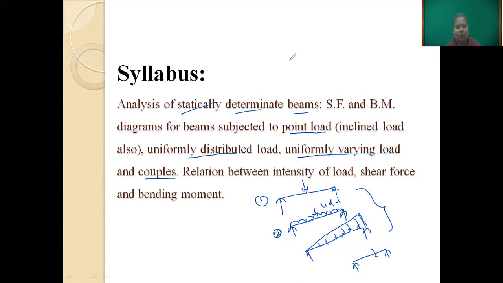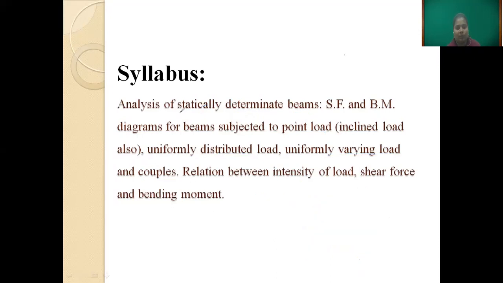Because here one word is there, statically determinate beams. First we will see what is meant by statically determinate, and then we will start the actual syllabus. There are two types of beams. First one is statically determinate beam. And next one is indeterminate beam.